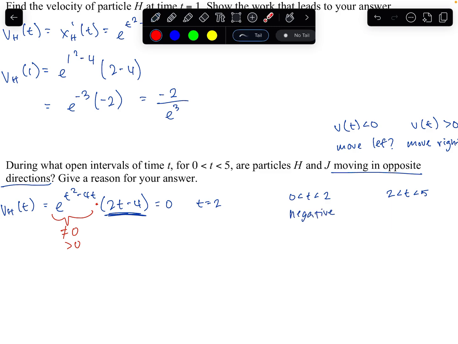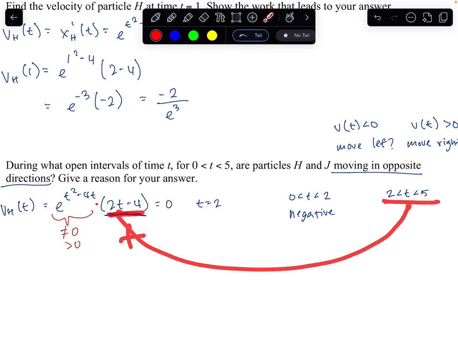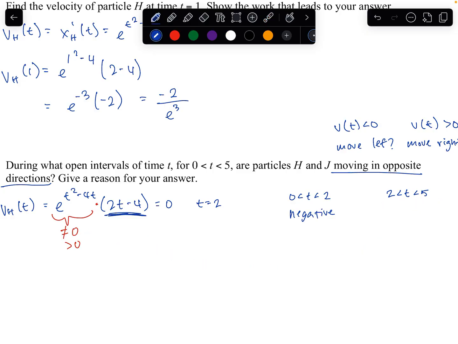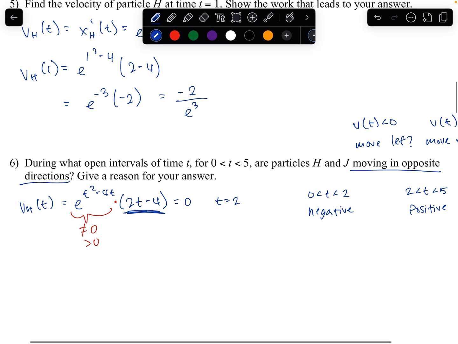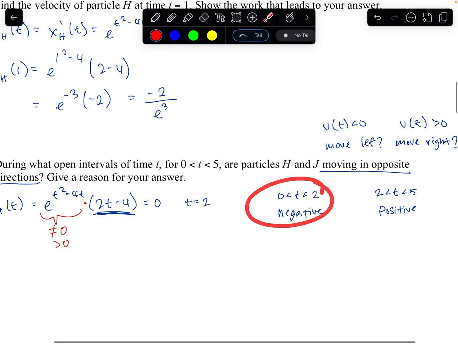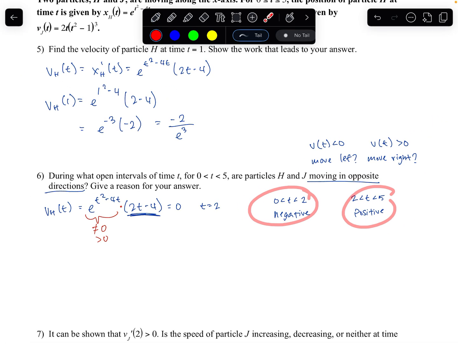And then if we think about values between 2 and 5, take 3 or 4 or anything in between them, if that's being plugged in right here, that's going to make this positive, and this is always positive. So our expression here is always positive. So the velocity for h is negative from 0 to 2, positive from 2 to 5.